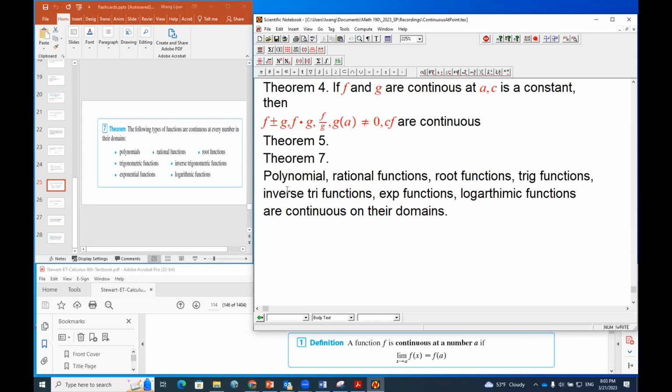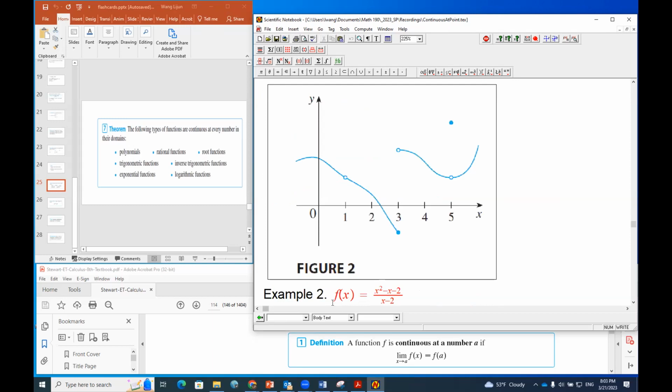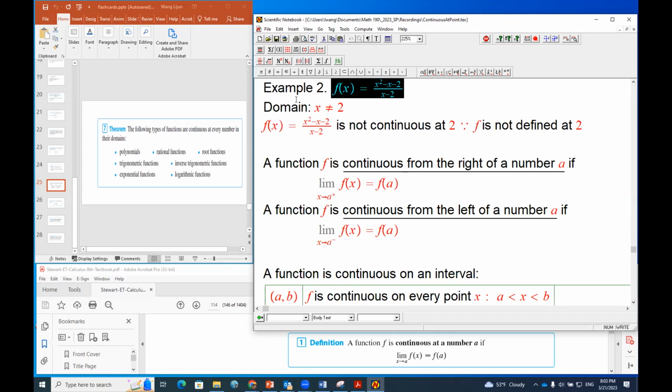This is great news. Why? Because when we were talking about that example, right? f of x equals x squared minus x minus 2. The only number that cannot be in the domain is 2, and it's not continuous at 2. No problem. It's continuous everywhere else except at 2.